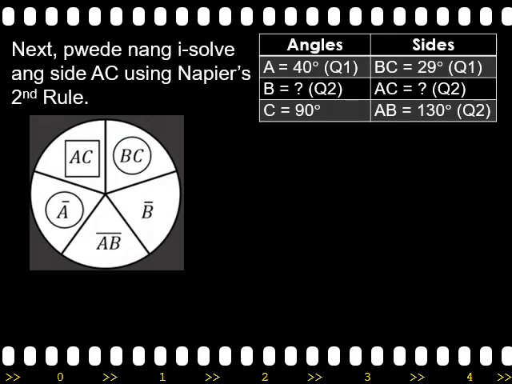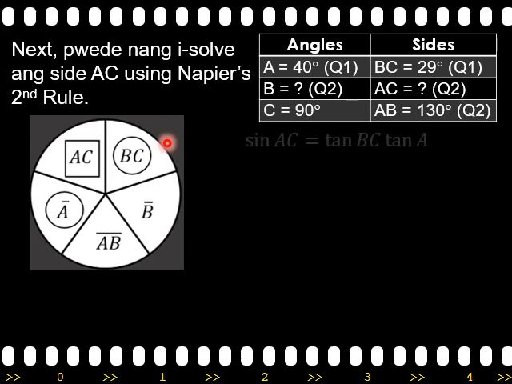Okay, next. Pwede na natin i-solve yung ibang sides using the Napier's rule. So, kung mapapansin nyo dito, nilagyan ko ng circle yung dalawang sides na pwede na natin gamitin. Since na-solve na natin si BC, nilagay ko na siya rito, so 29 degrees na si BC, pwede na natin ma-solve si AC. Paano? Gagamitin natin si Napier's second rule dahil itong angle A at saka itong si side BC, mga adjacent parts sila ni side AC na middle part natin. Okay, so we will use Napier's second rule.